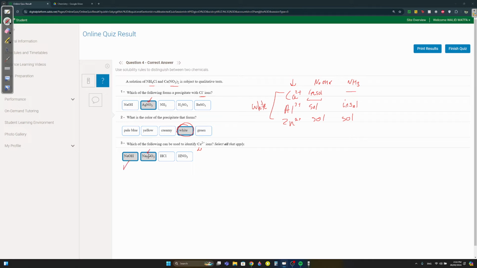Why is Na2CO3 correct? This wasn't in any of my notes, but it came up in the AMS, so I got it wrong. What happens when you dissolve Ca2+ and Na2CO3? The Ca2+ will mix with the CO3 2-, and you're going to get, no, this is a single arrow, CaCO3 solid. Okay, this is a precipitate.